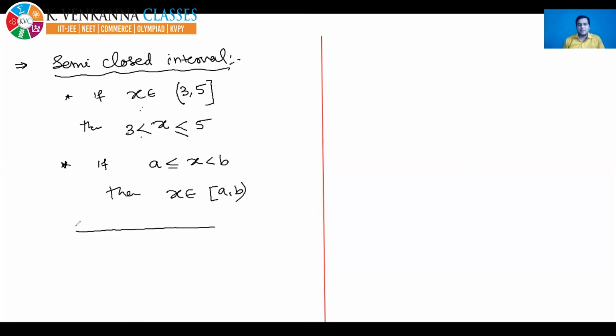And in the number line also, you can show this in a similar way: 0, 1, 2, 3, 4, 5. The value of x can take between 3 and 5. X can be equal to 5, so here a solid dot. X cannot be equal to 3, so here a hollow circle, or you can put an arrow. So it is clear, I think.